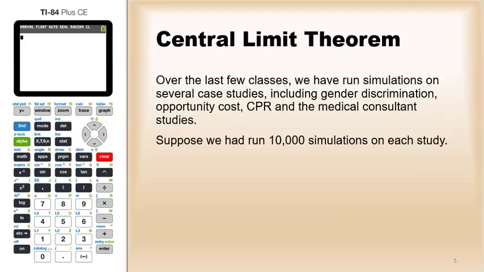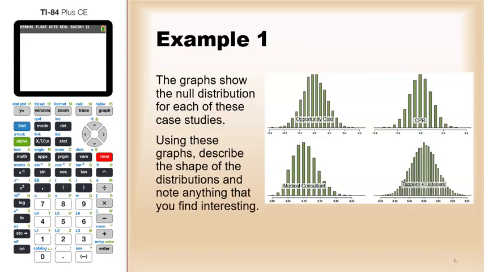Over the last few classes, we have done simulations on several case studies, including gender discrimination, opportunity cost, CPR, and the medical consultant studies. Now, suppose that we had done 10,000 simulations for each study. The graphs you see on this screen show the null distribution for each of those 4 case studies. Opportunity cost in the upper left, CPR in the upper right, medical consultant study in the lower left, and the toppers and listeners study in the lower right.